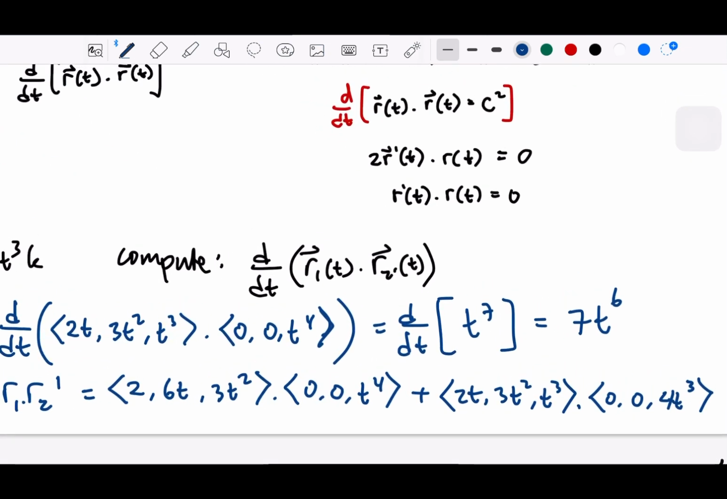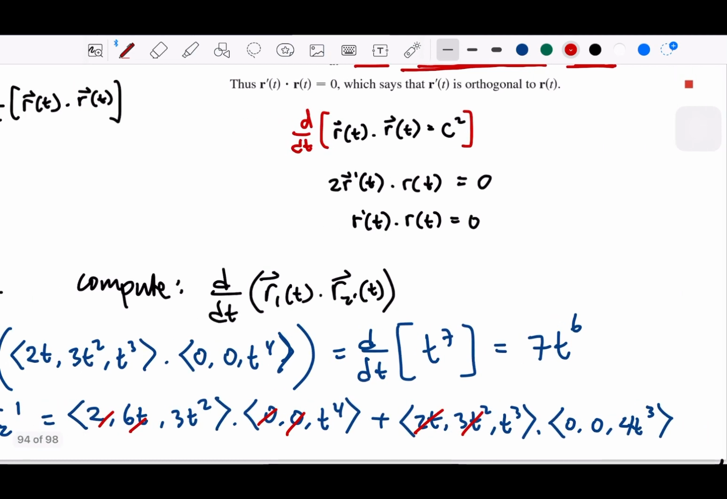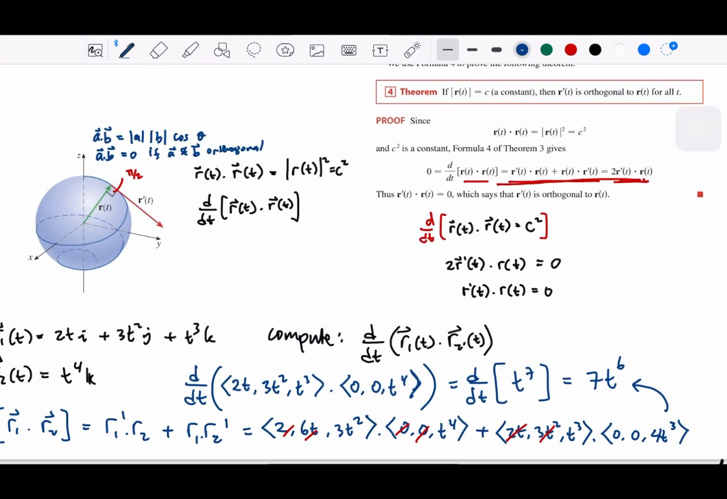It's quite long, but if you see from what we have, this will be 0, this will be 0, so we have 3t to the power of 6. And this will be 0, 0, and we have 4t to the power of 6. So 4 plus 3 is 7. So the same result as this, right? So either way is the same result. You can take the dot product first and derive, or you can directly write r prime r, or u prime v and v prime u.